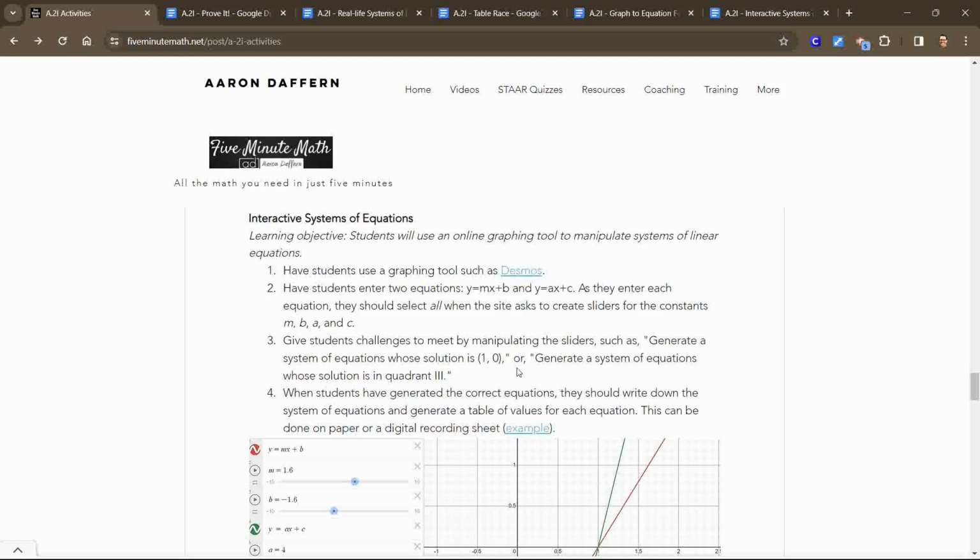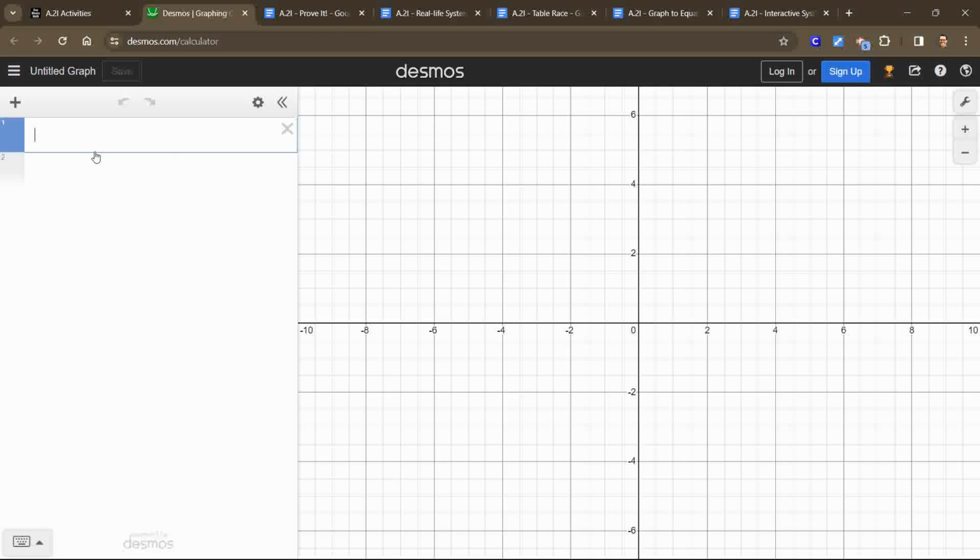We're going to use an online graphing tool. Obviously, I like Desmos. And we're simply going to manipulate. Now we need to enter 2 different equations, y equals mx plus b and y equals ax plus c. So let me do a live demo here. Watch what happens when I type this in, because students need to do this, mx plus b. You notice it's going to hover and it's going to say add the slider.